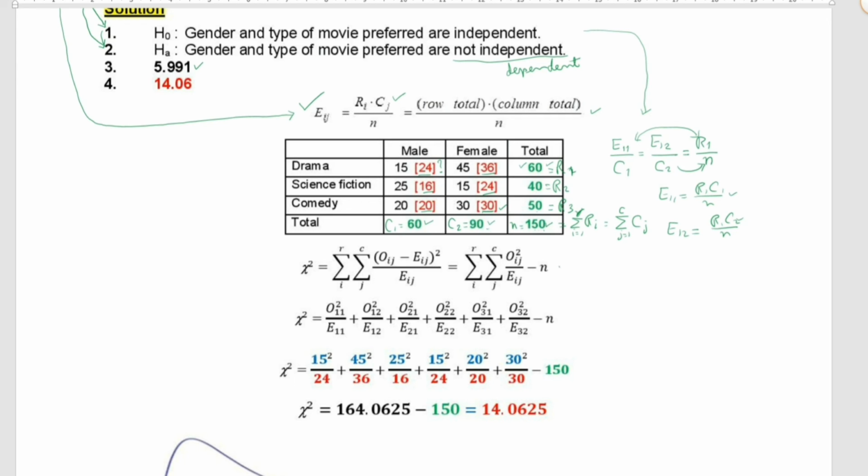Then you use the same formula. Sigma sigma means you add each row first for the first sigma. After that, add the row results for the second sigma. For each box, O square by E plus O square by E plus O square by E, and so on for all six boxes, minus 150. You compute this way. In the calculator also, just enter it. You don't need this step actually. You can enter 15 square over 24 plus 45 square over 36 plus and so on. Just go left to right, up down. Finally, minus 150 equal to. If you press equal to, you will get this immediately. If you take 2-3 decimals, that's alright.